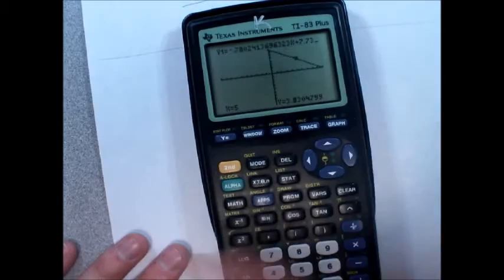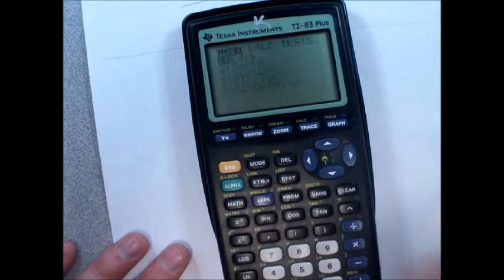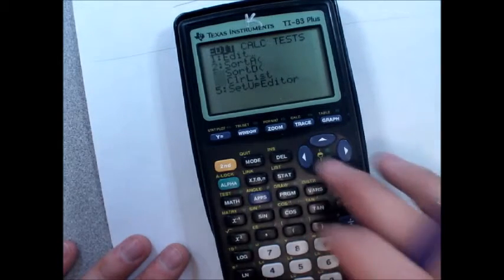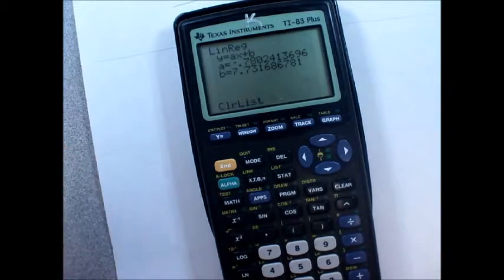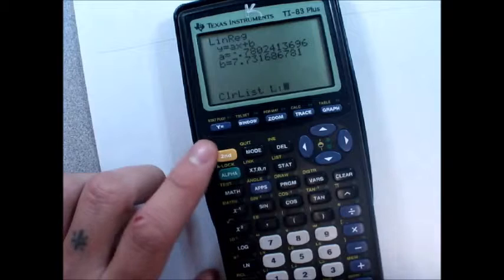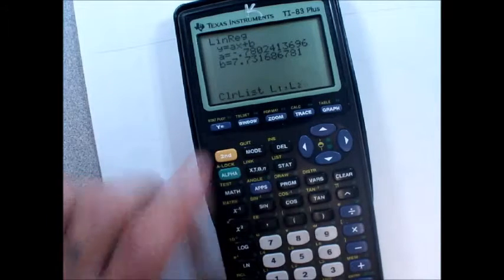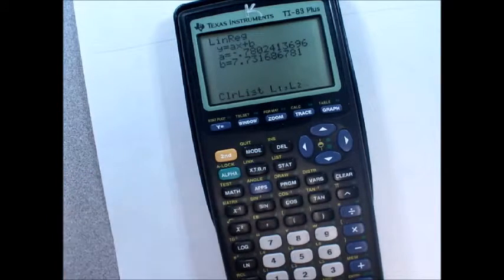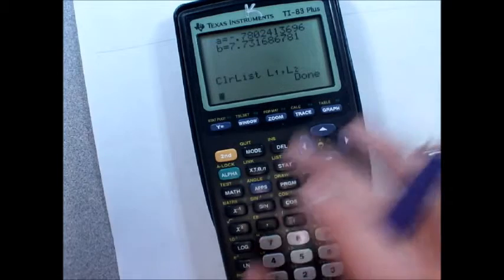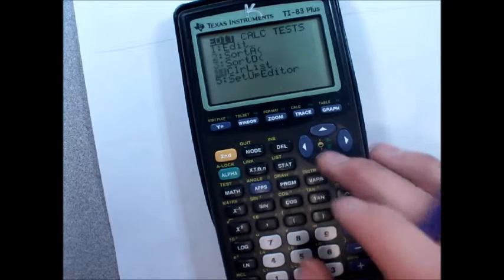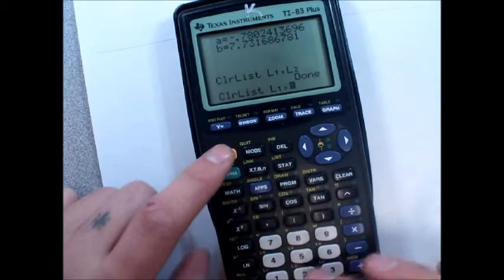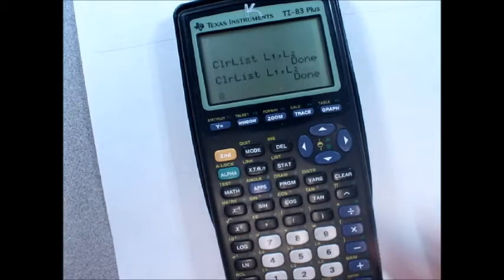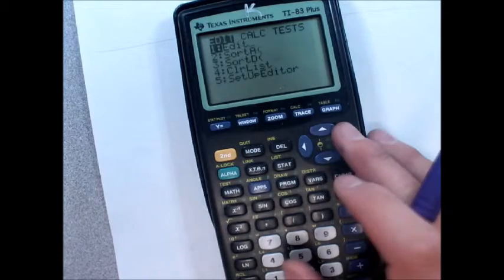Okay, so we're going to do a little practice one. I'm going to show you how to use this if we are only given 2 points. Go back to your stat, go to clear list, and we're going to clear both lists. For me, I'm clearing list 1, comma list 2. Those are second 1 and second 2, and I enter, and it clears them for me. I don't have to go in there and individually clear them.